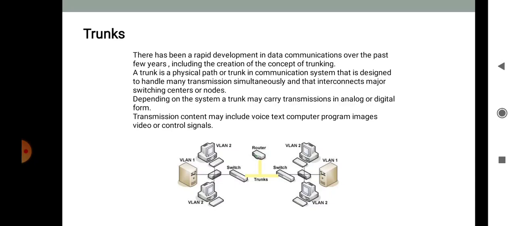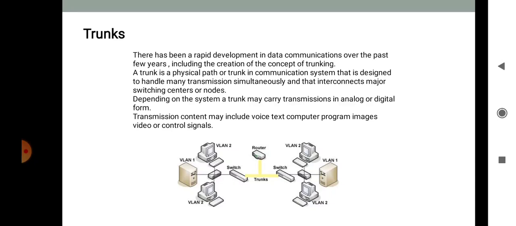One example of a trunk is a physical path, and depending on the system, a trunk carries transmissions in analog or digital format. The transmission contents include voice, like conversations on the telephone system, text, computer programs, images, video, or control signals. Trunking is a technique used in data communication transmission systems to provide many users with access to a network by sharing multiple lines or frequencies.